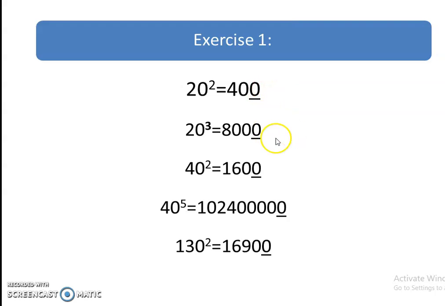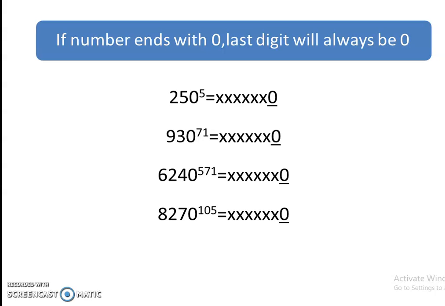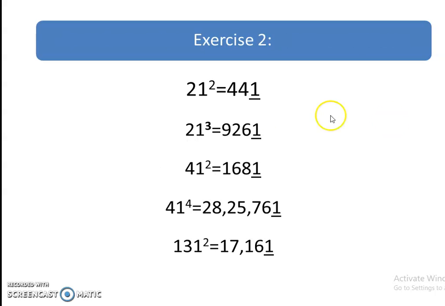So let's start with this exercise. Here in this exercise, we are calculating the power of a number that ends with 0. So here you can see it will result in a number that is ending with 0: 20 squared is 400, 20 cubed is 8000, and so on. From this exercise you can conclude that if a number ends with 0, the last digit will always be 0, right? So from this point we can write: last digit 0 when the number given ends with 0, regardless of any power, right?